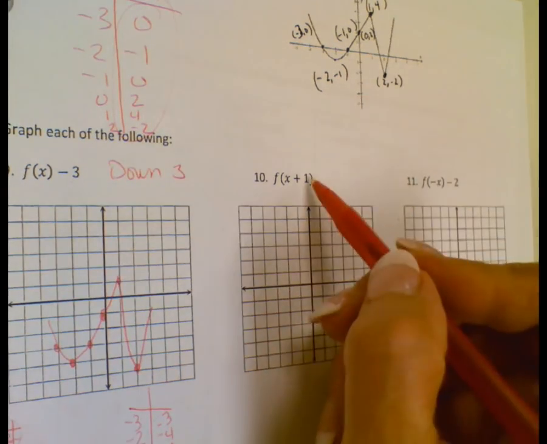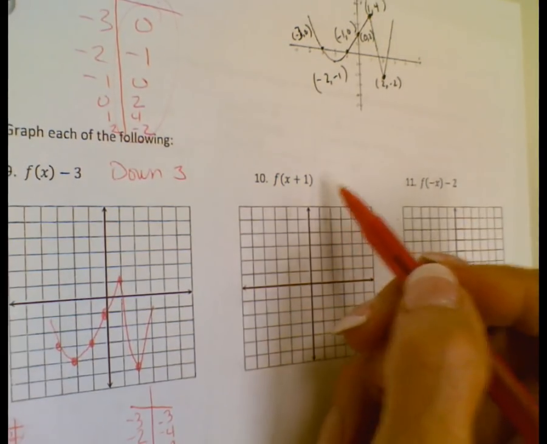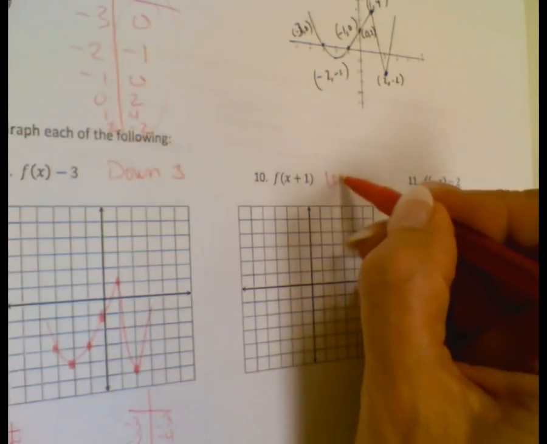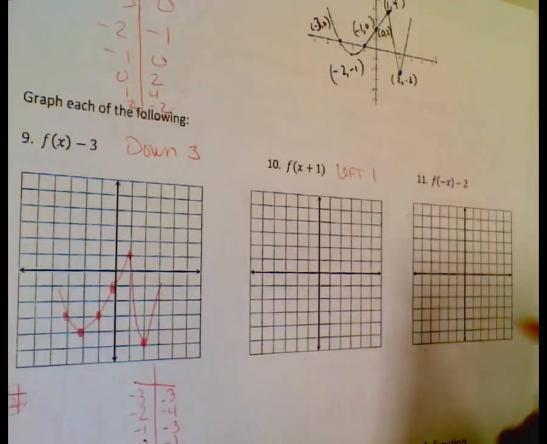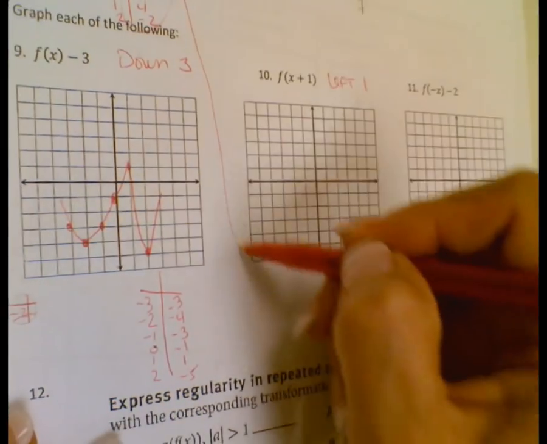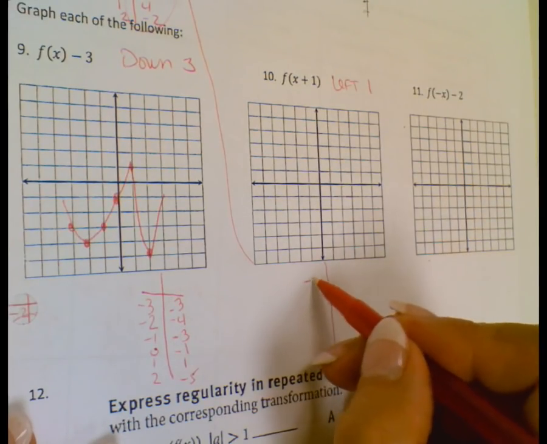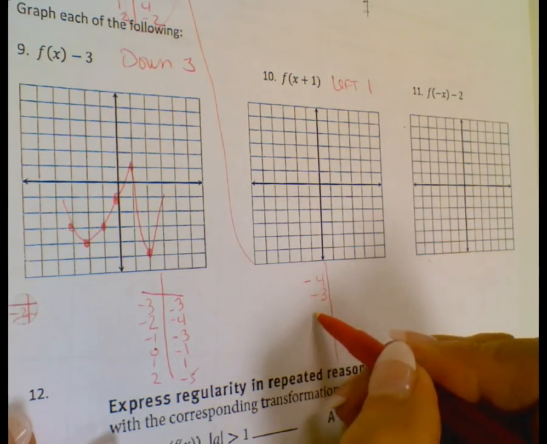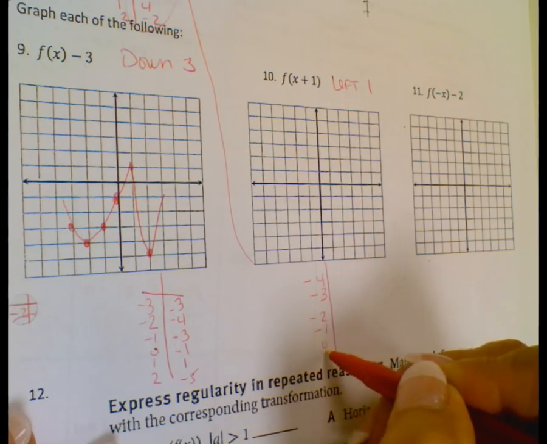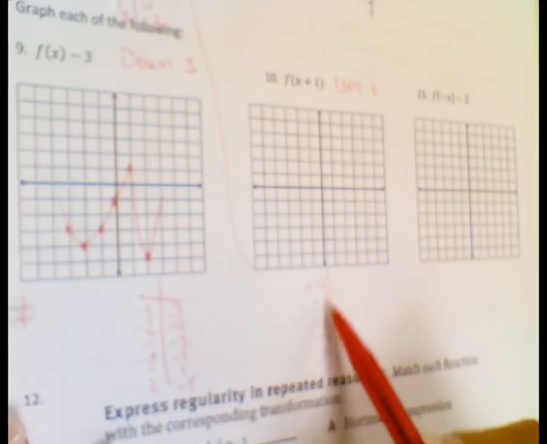So what does the +1 inside parentheses do? Hopefully you're saying go left 1. So from the original graph, you're going to change all the x's by going left 1. So now we're going to go -4, -3, -2, -1, 0, and 1. All of these, but down 1.